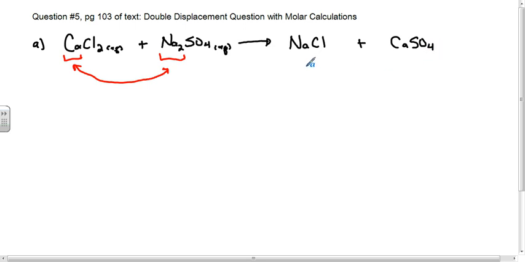Now we're not quite done yet. We need to take it one step further and balance this reaction. So we always check our metals first: one calcium on one side, one on the other. We have two sodiums here and only one on the product side. So we will need to put a 2 there, and that now balances out our chlorine on both sides, and we have the same number of sulfate ions on both sides. So we're good to go now.